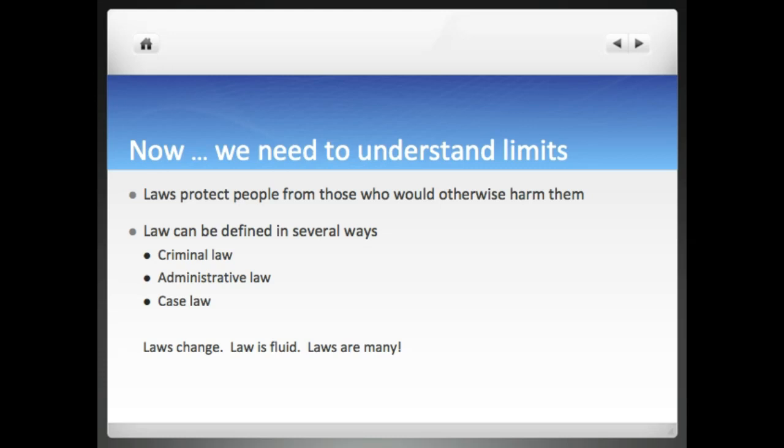And law can come at you in several ways. It can be criminal law. You can't murder somebody. We have murder and manslaughter laws that say you can't do that and what the penalties would be if you're found guilty of that. We have administrative law, which are things like environmental laws, tax laws, things that administrative agencies of the government come back with, right? So the Department of Education says that you must repay your student loans, right? That's an administrative law. And then we have case law.